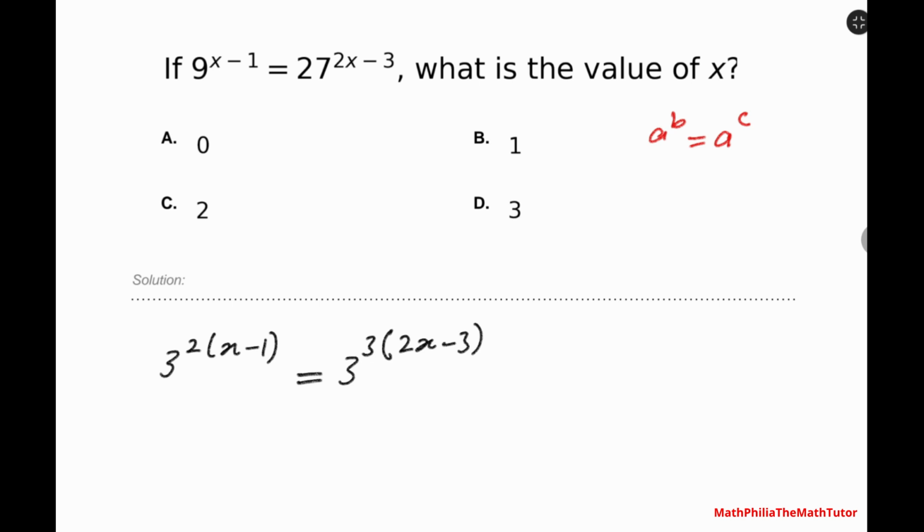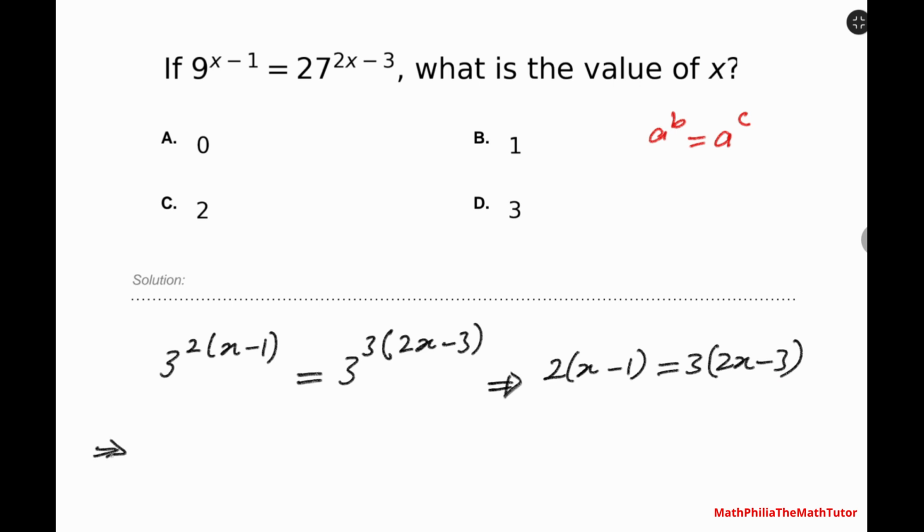Well, remember what I just explained here. If the bases are the same, the exponents are equal. The base is 3, the base is 3. Therefore, these powers are equal. Let's go ahead and equate them. And we can say 2 into x minus 1 is equal to 3 into 2x minus 3.